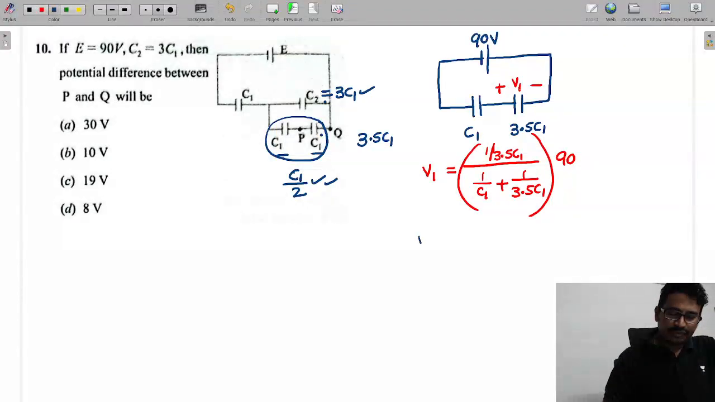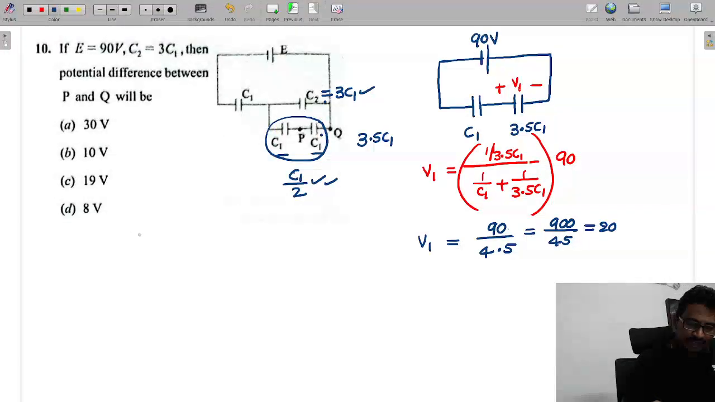Now you can simplify this. V1 becomes what? 1 by C1 will get cancelled in the LCM. So finally it comes as 90 C1 by 4.5. C1 also will get cancelled. So it comes as 900 by 45. That means 20 volts.